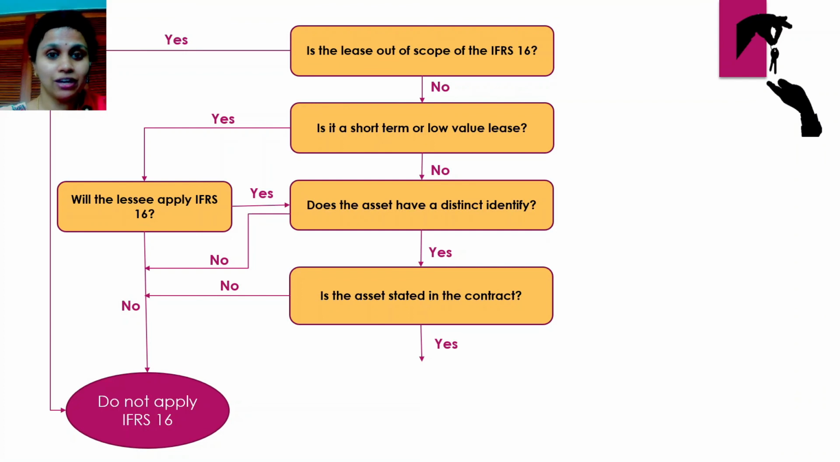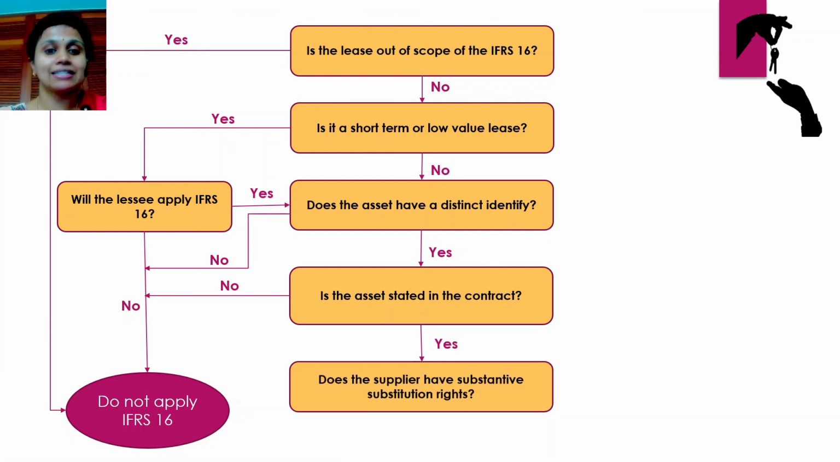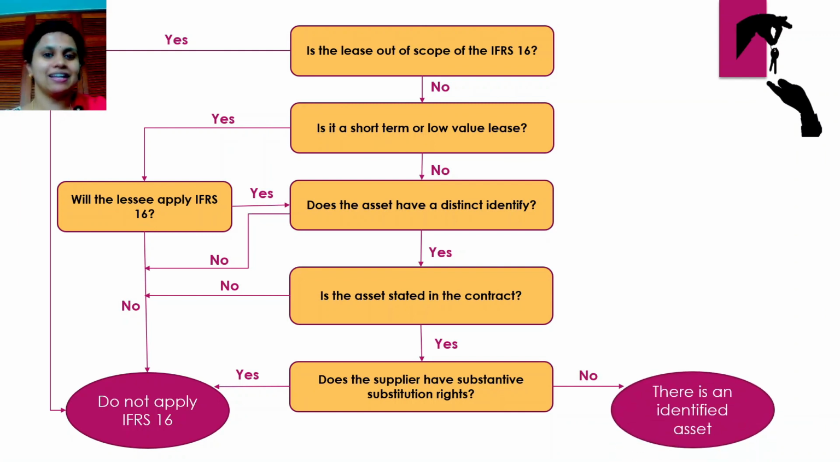If yes, you check if the supplier has substantive substitution rights. If yes, you do not apply IFRS 16, and if no, you have an identified asset on your hands. And then we move on to the criteria to check whether you have the right to control the use of the asset. Right? That will be another video.